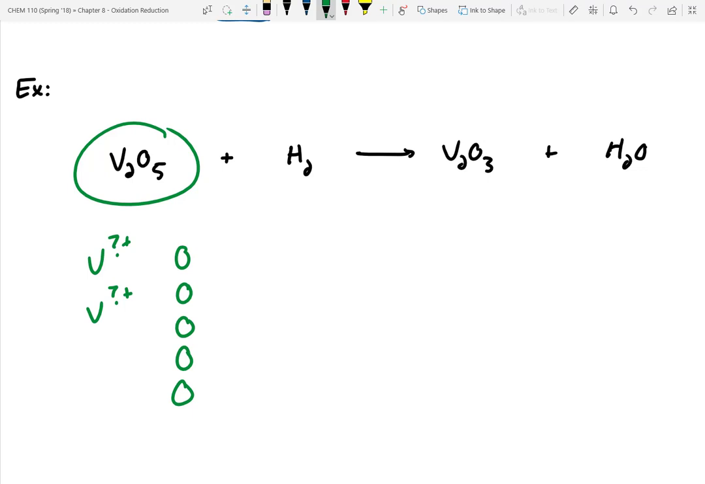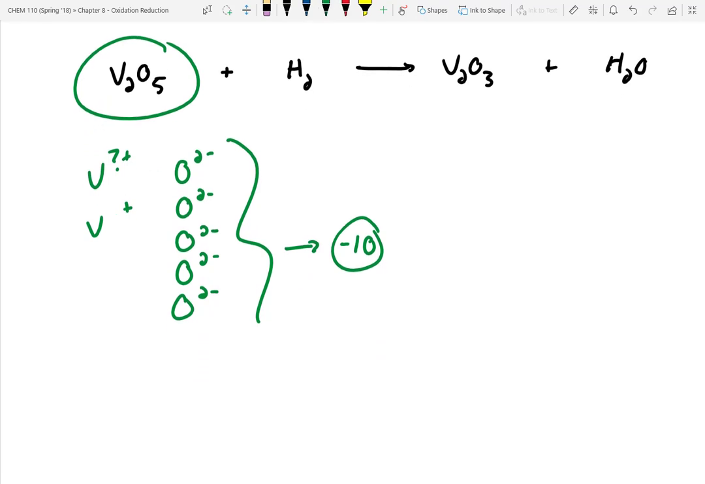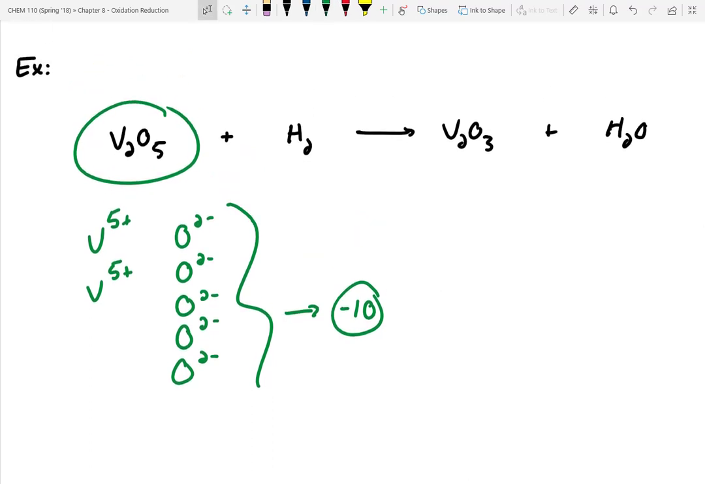What about oxygen? What charge does oxygen have? 2 negative. So if we look at all of these together, the net charge for all of the oxygens is -10, right? Which means the vanadium atoms must have what charge? 5 plus, exactly. So you can use tricks like this to determine what the charge is going to be for your individual atoms, and you may need to do the same thing for V2O3. So I'm going to leave this up here just in case you want to take a note.